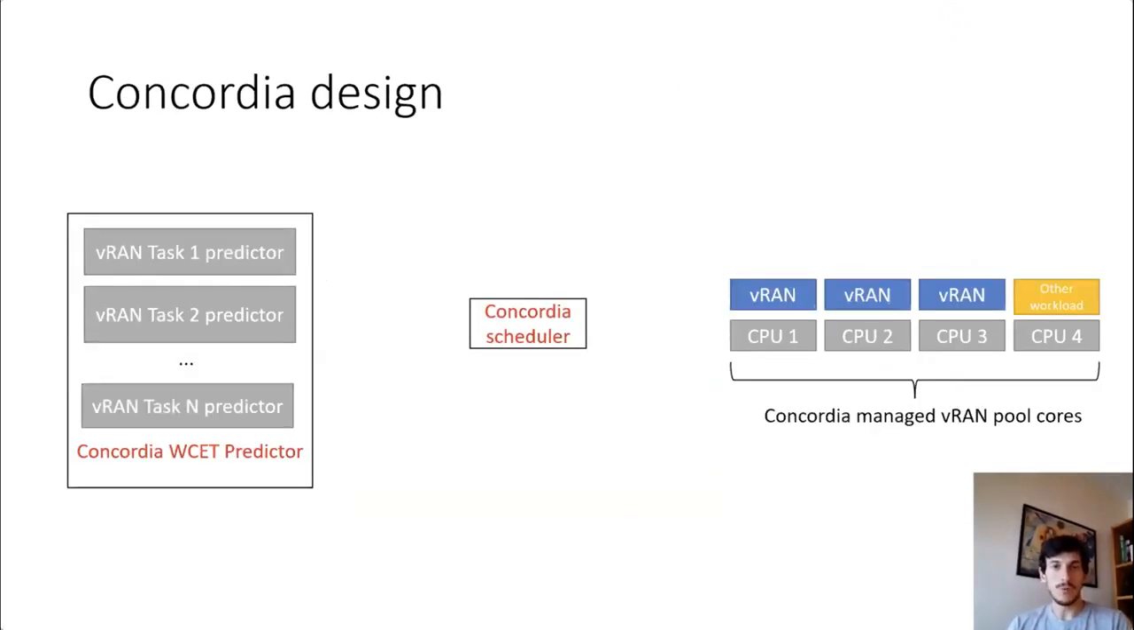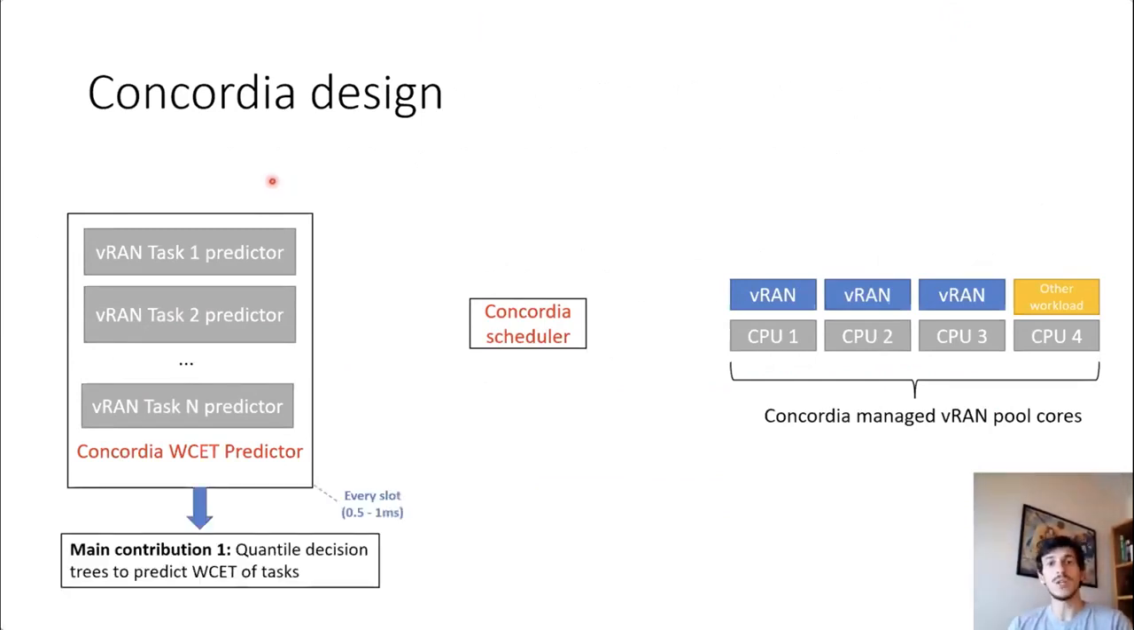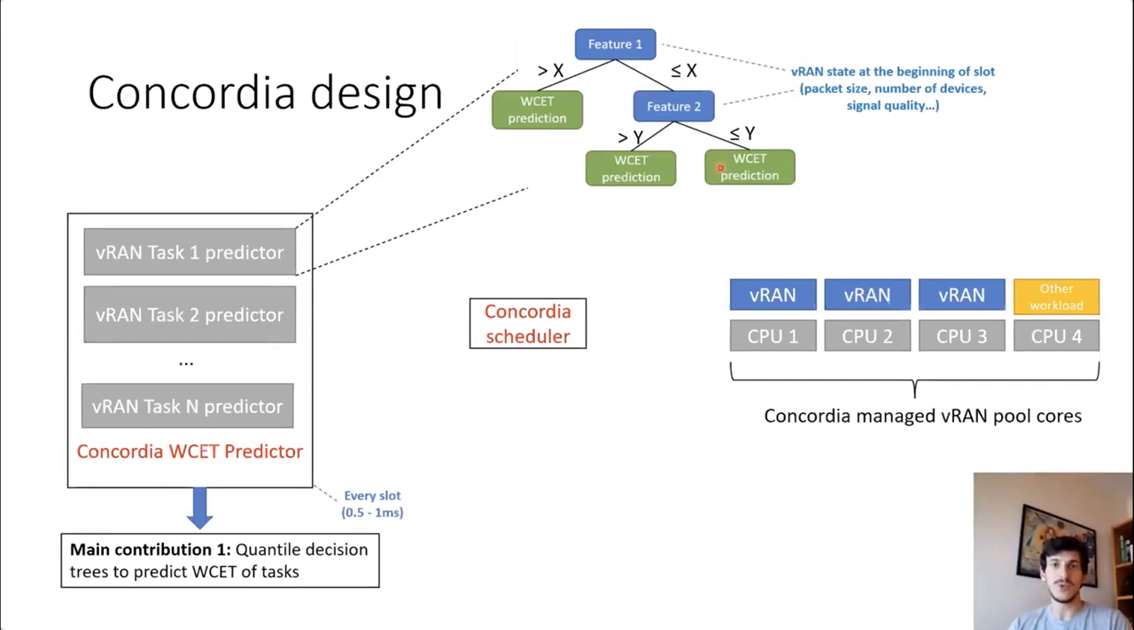So Concordia solves this problem by introducing two components, a worst-case execution time predictor and a scheduler. The idea is that the predictor makes parameterized predictions of the worst-case execution time for each signal processing task of the DAG at the beginning of a slot, using a method that is based on quantile decision trees. So basically, each task has a quantile decision tree as a predictor that takes as an input a set of features based on the vRun state at the beginning of a slot. For example, features could be the size of the packets that have to be processed, the signal quality of the users, and so on and so forth.